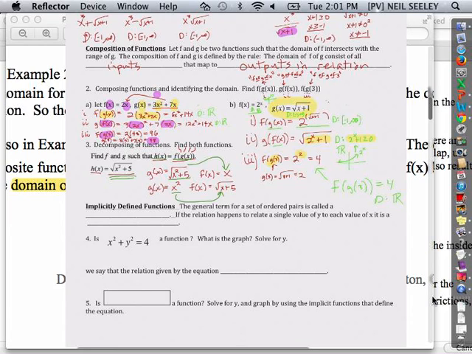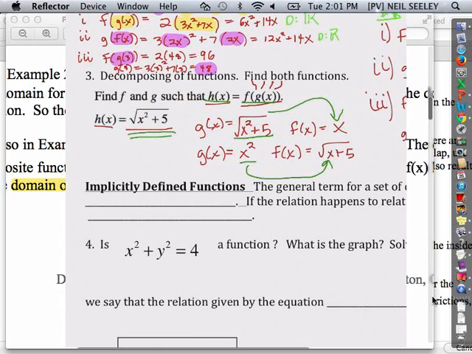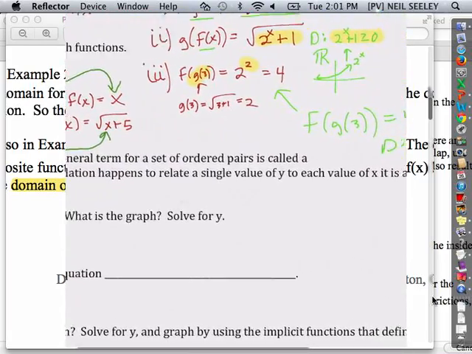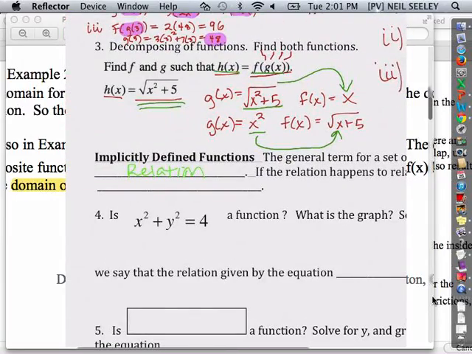We've got ourselves implicitly defined functions. So down below, the general term for a set of ordered pairs is called a relation. In green, if the relation happens to relate a single value of y for each input x, it is called a function. Relations are xy ordered pairs that make a graph. A function specifically means it passes the vertical line test. There's one output for every input. Pretty cool.